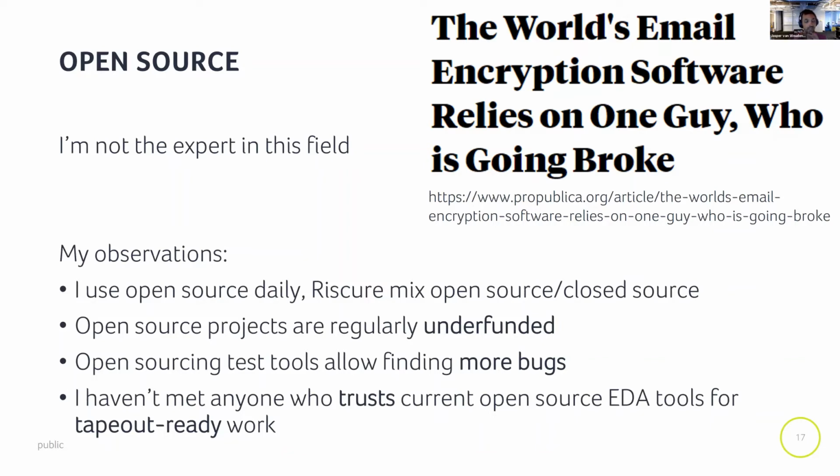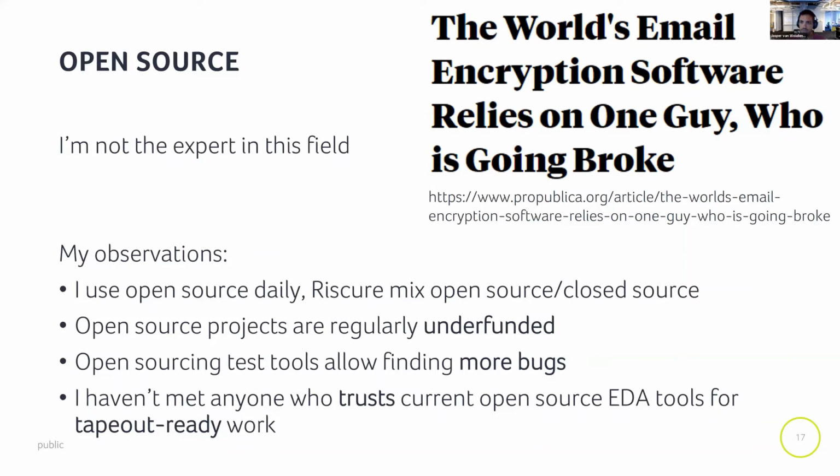I think one really big advantage of open sourcing test tools is that it allows finding more bugs. I think history has shown this over and over again. As soon as Bluetooth test tools became very cheap, a lot of people started looking at Bluetooth and a bunch of issues were found. And as a result, the protocol got strengthened. I think to Serge's point as well, I haven't met anyone who currently trusts open source EDA tools for tape out ready work. So yes, for some simulations and some pre-synthesis analysis, I've seen it, but definitely not going all the way into tape out.